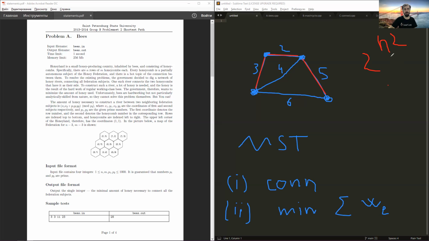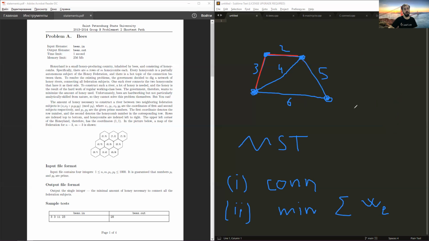Because in practice, n can be up to 10 to the fifth, potentially around 3 times 10 to the fifth, I believe. In specific cases, up to 10 to the sixth, but these cases are very specific. We'll cover this later. So this clearly is not a viable option, and we need some algorithms to find the MST.